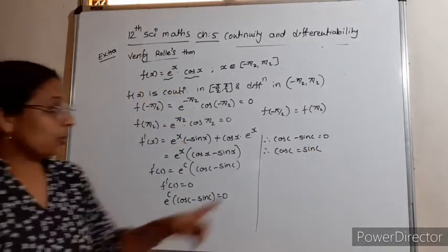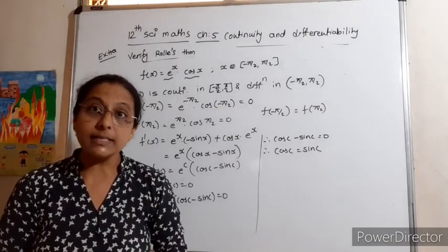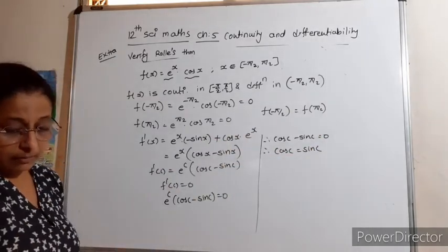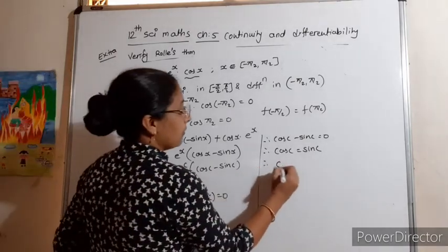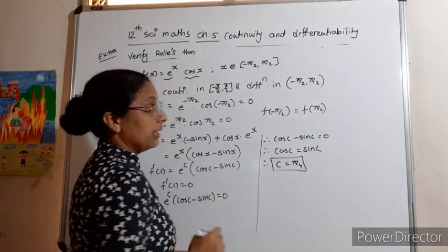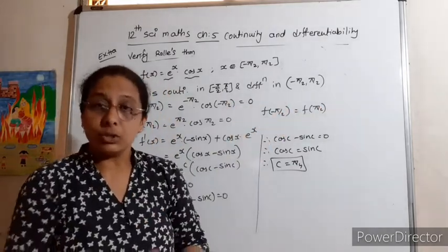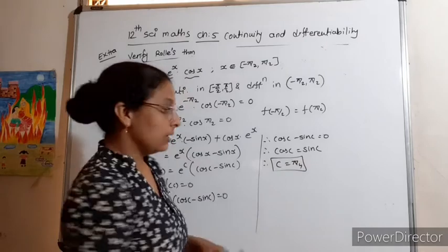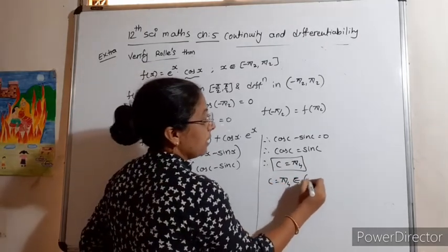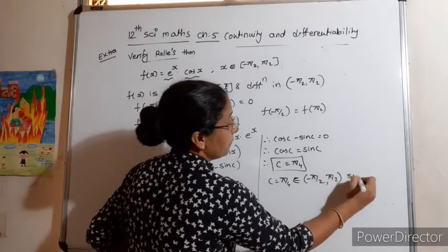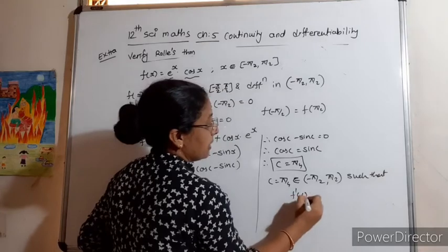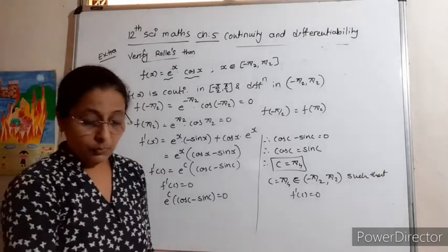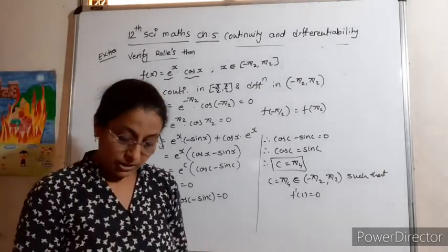Now you tell me, cos c equal to sin c कब होता है? Whenever it is equal values. When c is equal to pi by 4. Cos and sin की वैल्यू इक्वल कब है? जब c is equal to pi by 4 है. Therefore we can say that c is equal to pi by 4. Now check whether it is in our given interval or not. So minus pi by 2 to pi by 2, that is the fourth and first quadrant. उसमें pi by 4 आ जाता है, right? So we can say that c is equal to pi by 4 belongs to minus pi by 2 to pi by 2, such that f dash c is equal to 0. Right or wrong? Yes.